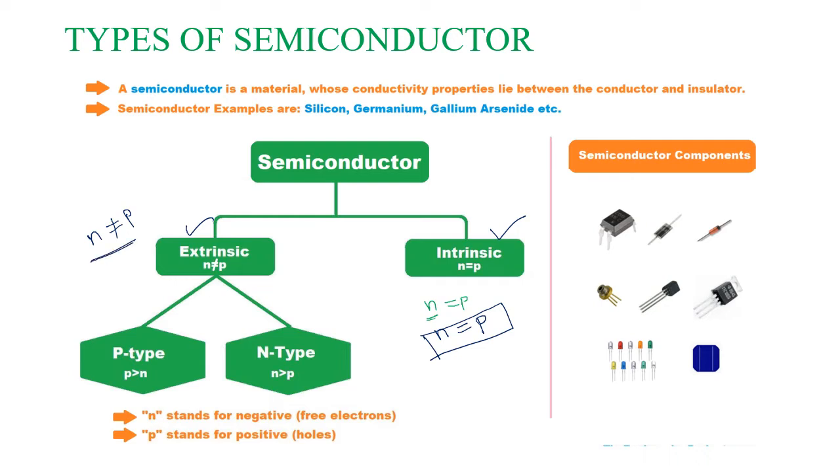But when you come to extrinsic semiconductor, the number of electrons and the number of protons are not equal. So there are two more possibilities. Either there can be more electrons or there can be more protons. So it is again divided into two. When the number of protons is greater than the number of electrons, then it is called a p-type semiconductor. And when the number of electrons is greater than the number of protons, then it is called an n-type semiconductor.